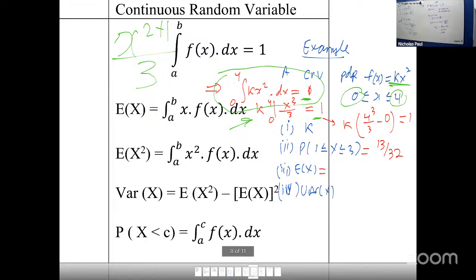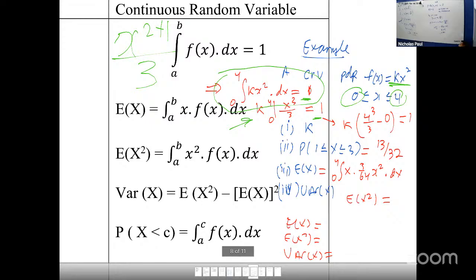In a similar way now, find the integral between 4 and 0 of x times 3 on 64 x squared dx. That'll give you e of x, and then you have to go and find e of x squared. So tell me what you got for e of x. Don't worry about integrating, you can just quickly calculate. Tell me what you got for e of x, what you got for e of x squared, and hence what you got for your variance.